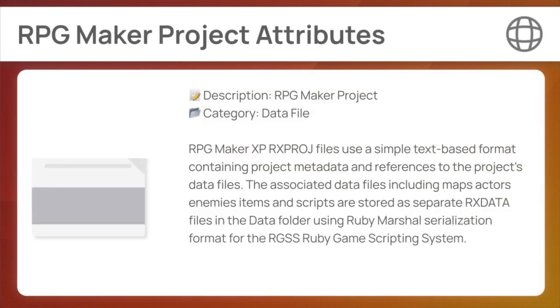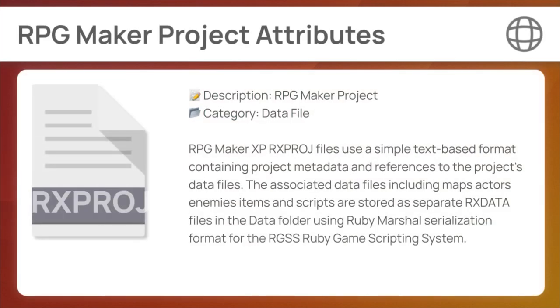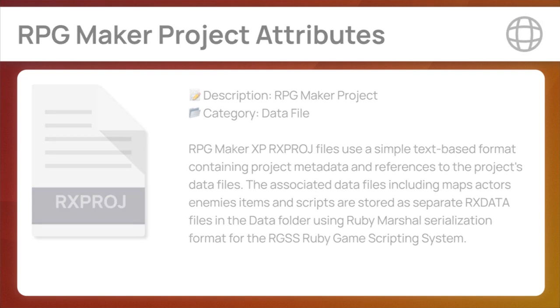RPG Maker XP RXPROJ files use a simple text-based format containing project metadata and references to the project's data files. The associated data files, including maps, actors, enemies, items, and scripts, are stored as separate RXDATA files in the data folder using Ruby Marshal serialization format for the RGSS Ruby game scripting system.